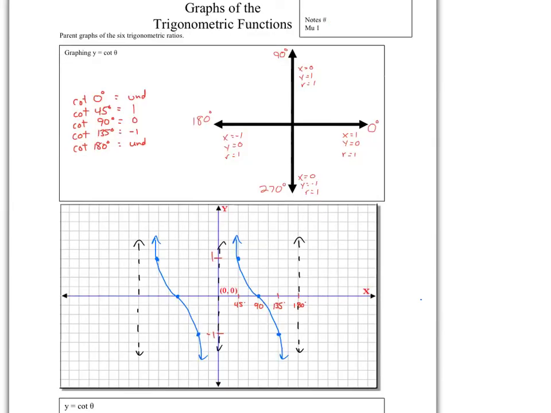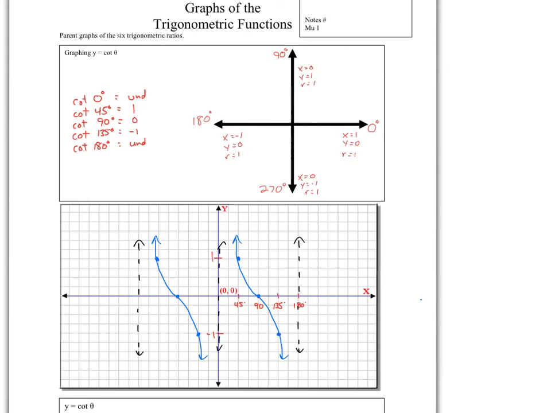Cotangent is very similar to tangent. If you were to put these points on here and also do the same thing for the 45 and the 135 degrees, you would get these ordered pairs. 0 undefined, which is a vertical asymptote, it's not an ordered pair. 45 degrees 1, 90 0, 135 -1, and 180 undefined. That would give you this graph here. Vertical asymptote, 45 1, 90 0, 135 -1, vertical asymptote.